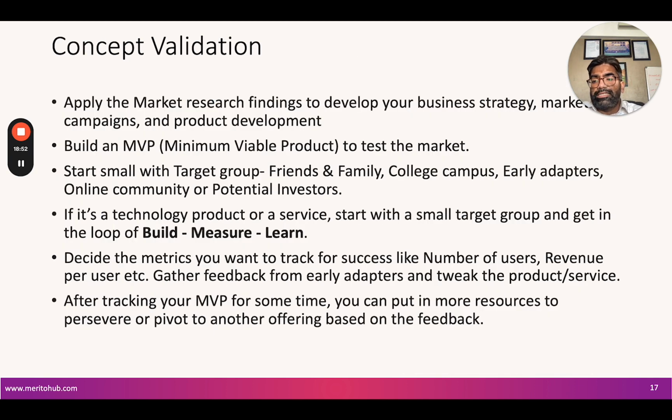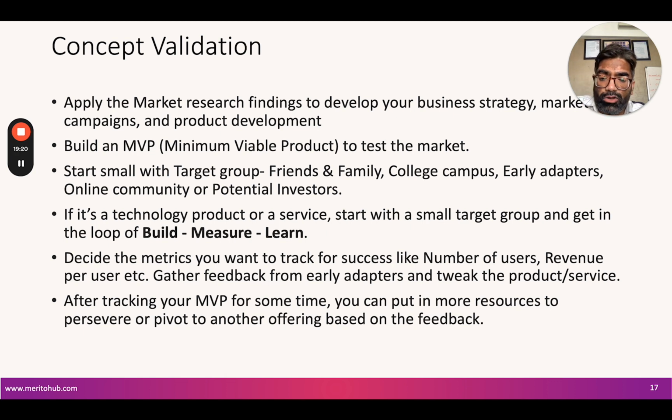Now, concept validation. How you do concept validation is typically you apply market research findings to develop your business strategy, campaigns, product development, and quickly build an MVP, which is a minimum viable product, to test the market. Start small with the target group. Maybe you designed something, then define a target group, which is maybe from friends and family, college campus, early adopters, online community, or potentially even investors, to try your ideas.